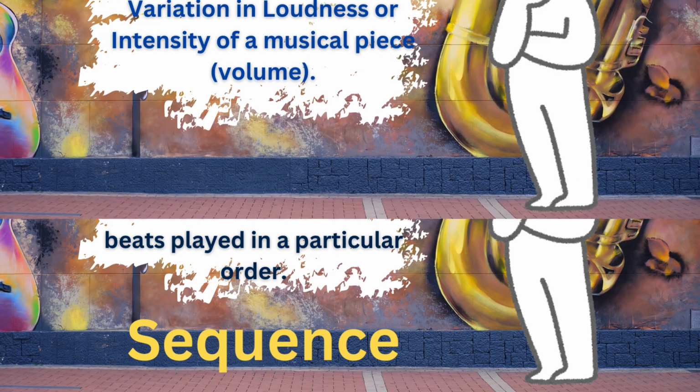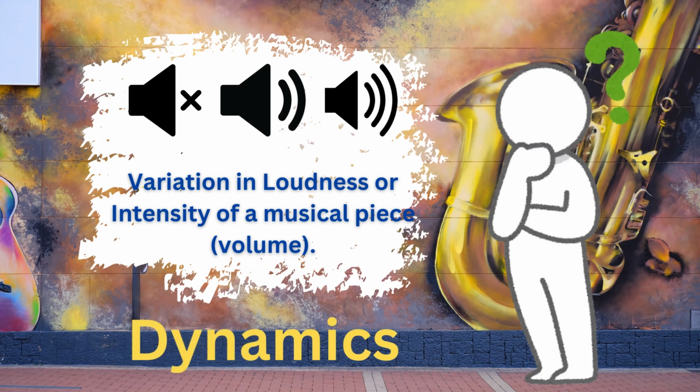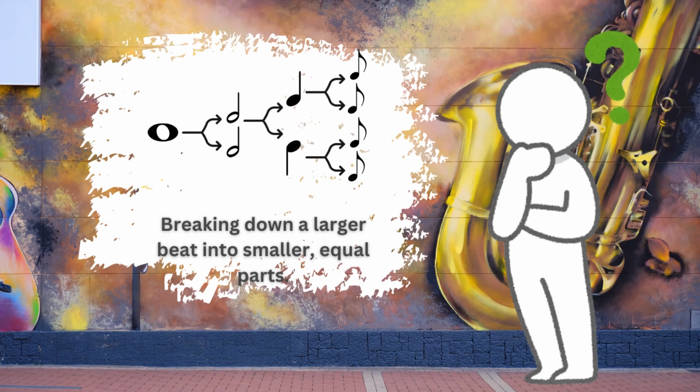The next term is dynamics, which is a musical word for volume. It is the variation of loudness or intensity of a section of music. This will be very useful to know when adding beats to a song so they balance out and one does not overpower the other. And the last term we have is subdivision, which is dividing a larger beat into smaller, equal parts.